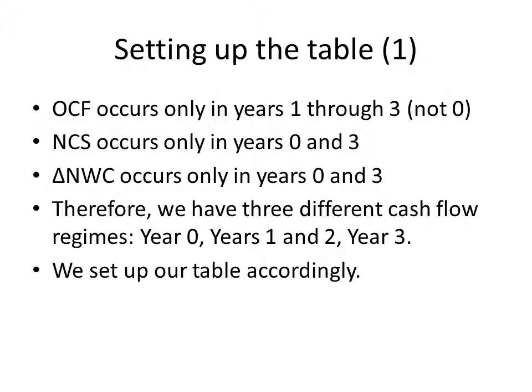Net capital spending only occurs in this problem in years 0 and 3. Year 0 when we buy the assets, and year 3 when we dispose of them. And the change in net working capital only occurs in years 0 and 3. Year 0 when we invest that net working capital, and year 3 when we return it back to the parent corporation. So therefore we've got 3 different cash flow regimes. Year 0 is unique, years 1 and 2 are alike, and year 3 is unique. And we're going to set up our table accordingly.